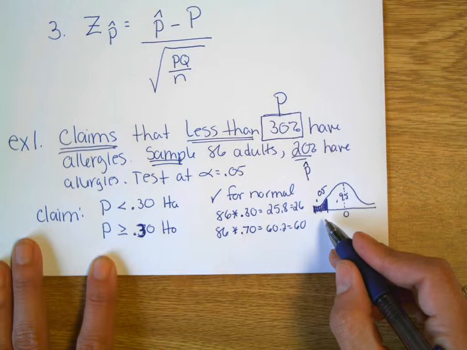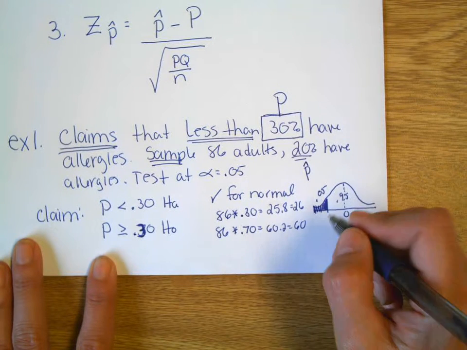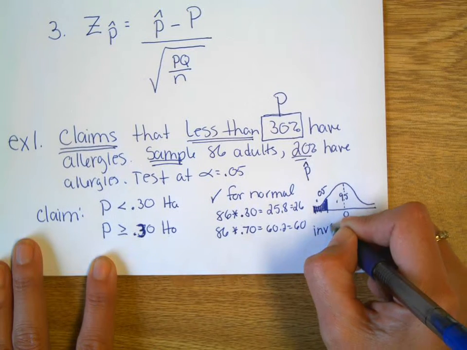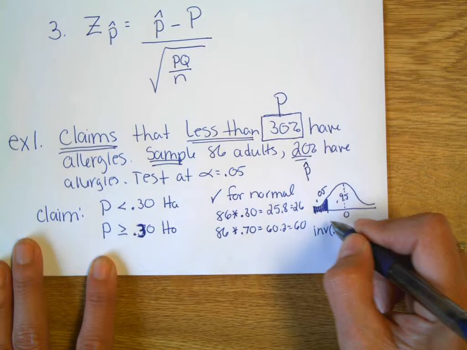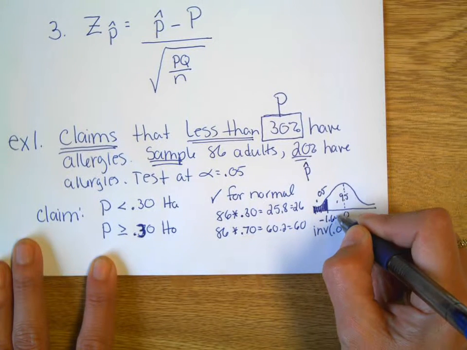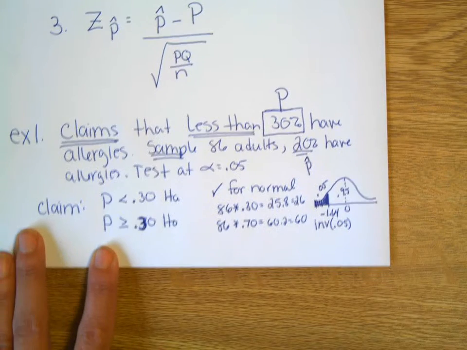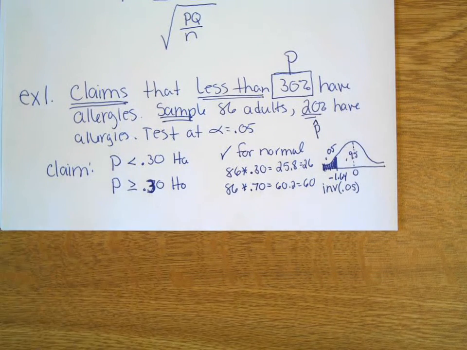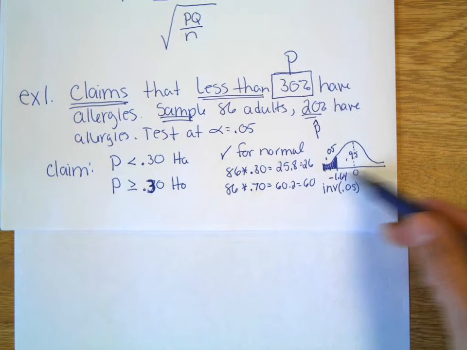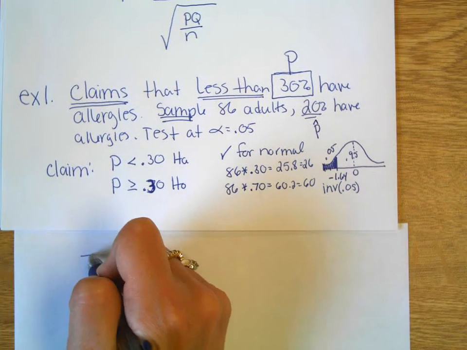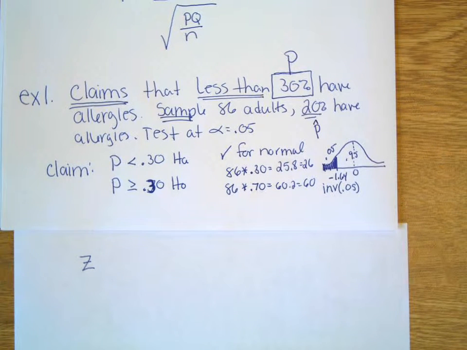We've got 0.95 here, and a 0 z-score in the middle. To find this z-score, what are we going to do? Inv norm of 0.05 gives us a negative 1.64. Any questions so far? Now we're going to use the formula, because we need to turn our sample value into a z-score to see where it lands. So what's my sample value?